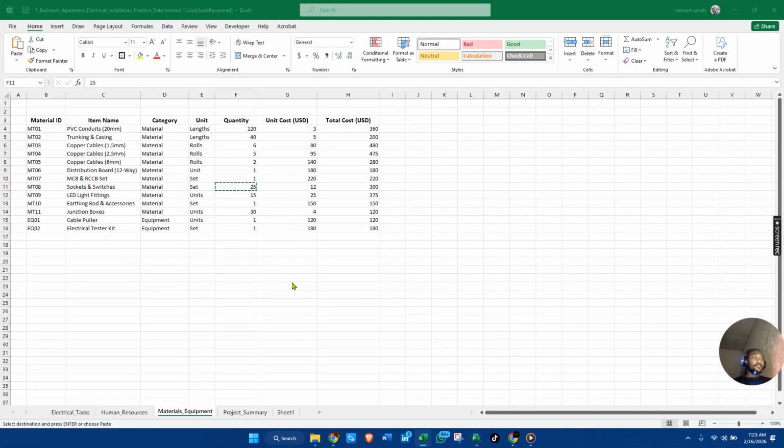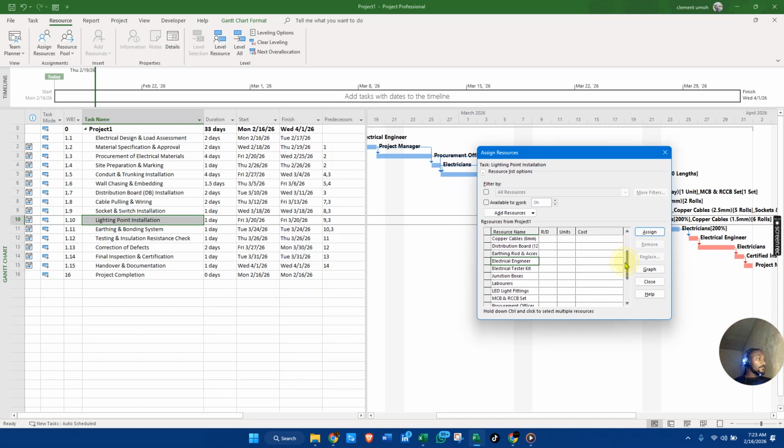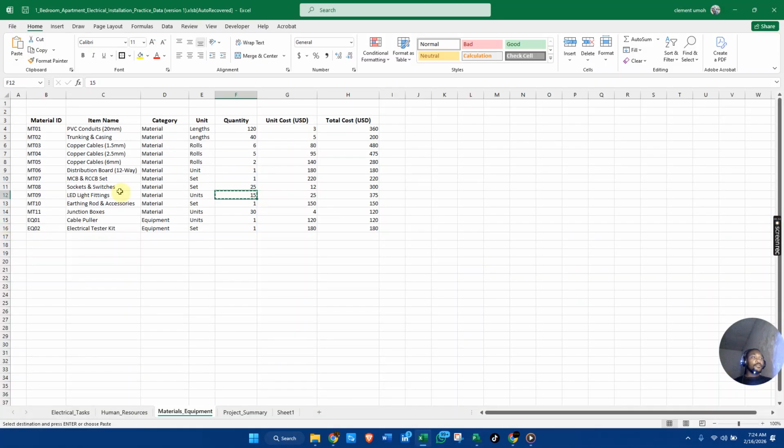So what is our next resource? Lighting and fitting, 15 lighting points. Go to our lighting and fitting, 15. Assign. Also earthing and bonding. So earthing rod and accessories, we have one, which is a set.